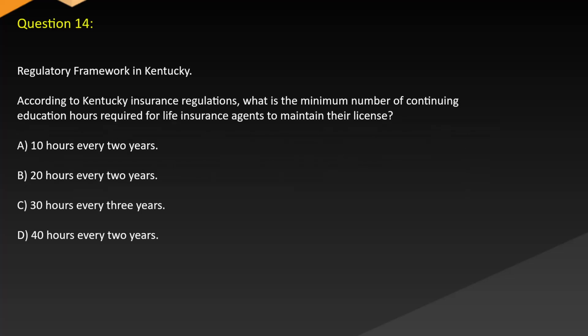Question 14. Regulatory framework in Kentucky. According to Kentucky insurance regulations, what is the minimum number of continuing education hours required for life insurance agents to maintain their license? A. 10 hours every 2 years. B. 20 hours every 2 years. C. 30 hours every 3 years. D. 40 hours every 2 years.